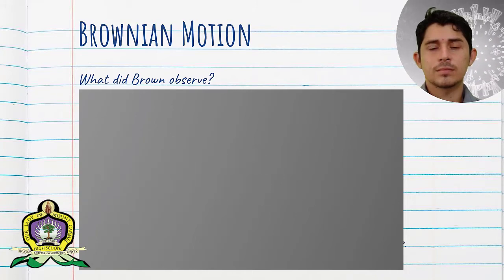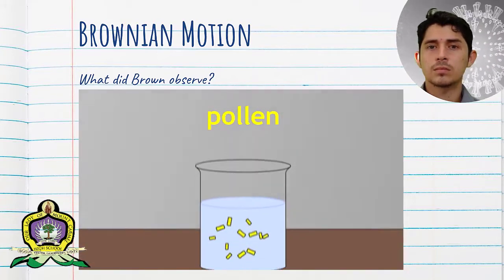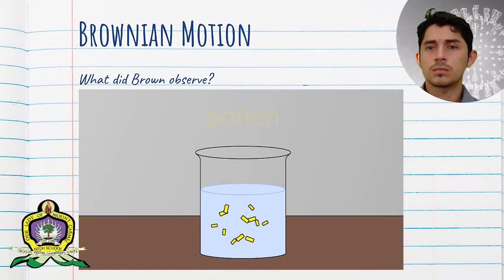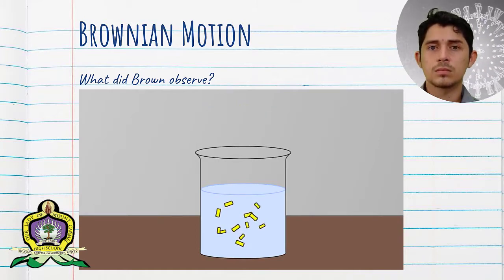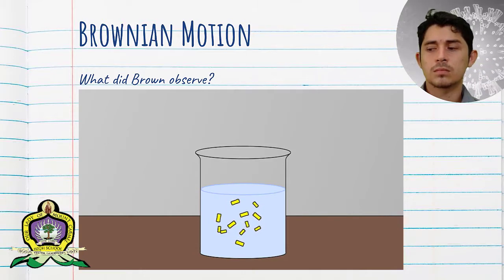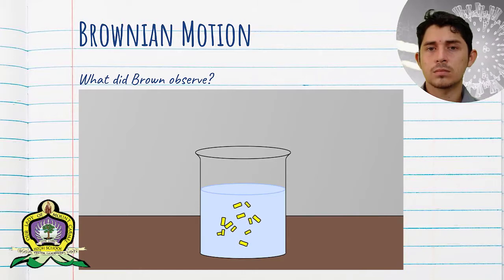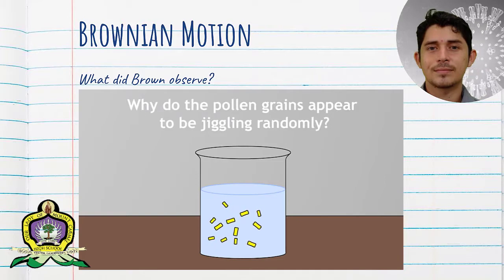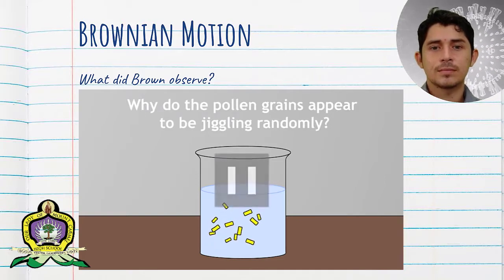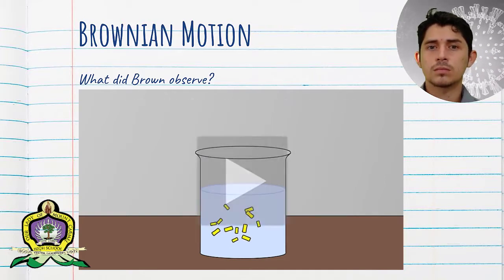He was looking at pollen grains suspended in water under the microscope, and he wondered why they jiggled around. He thought that the pollen was alive. It was later that scientists realized the importance of his discovery. Now, here's a challenge for you. Thinking about what we know about dust particles, can you explain why the pollen grains appear to be jiggling randomly? Pause the video and continue when ready.